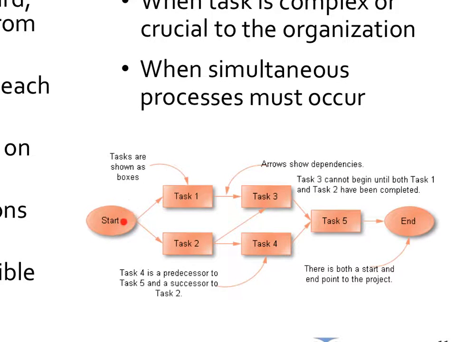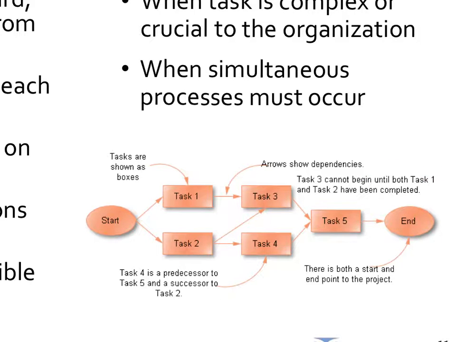So you can see the starting point here, and you can see the tasks. Each task is shown in its own respective box. The arrows themselves show the dependencies. So what does that mean? Here's task 1, which is a dependency for task 3 in order for that to be able to begin. So task 3 cannot begin until both task 1 and task 2 have been completed.